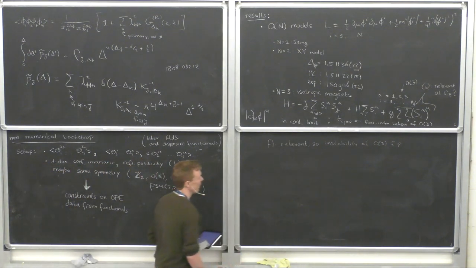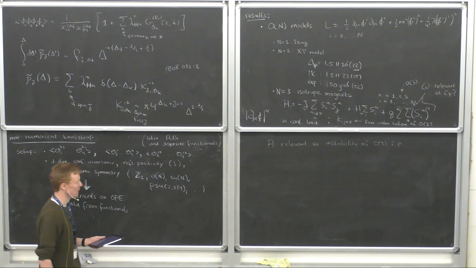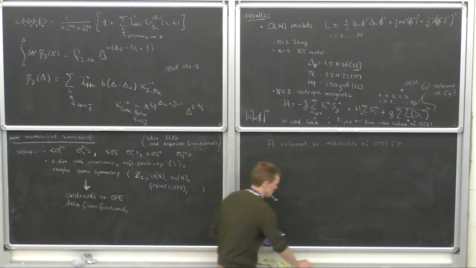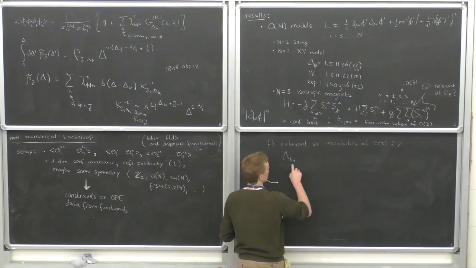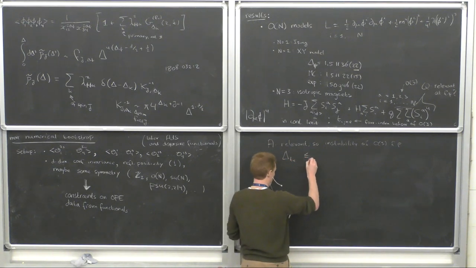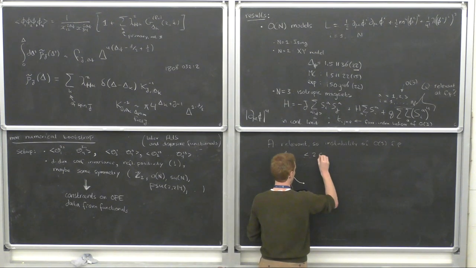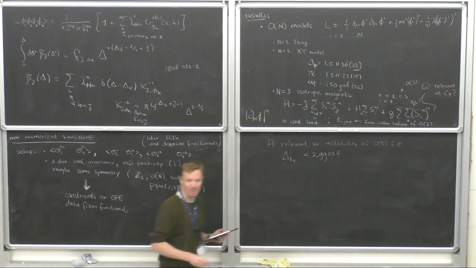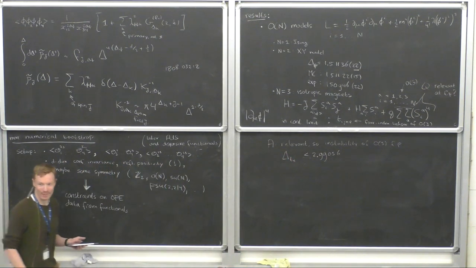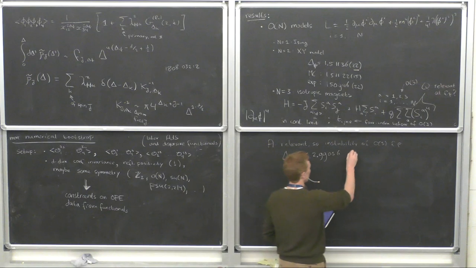But in the real world, there seems to be an instability. The dimension of this operator, there's an upper bound, I call it T4, is strictly less than 2.99056. That's the best upper bound nowadays, which is strictly less than 3.